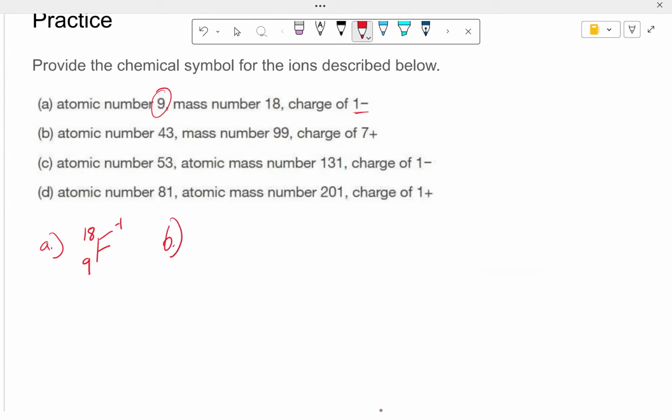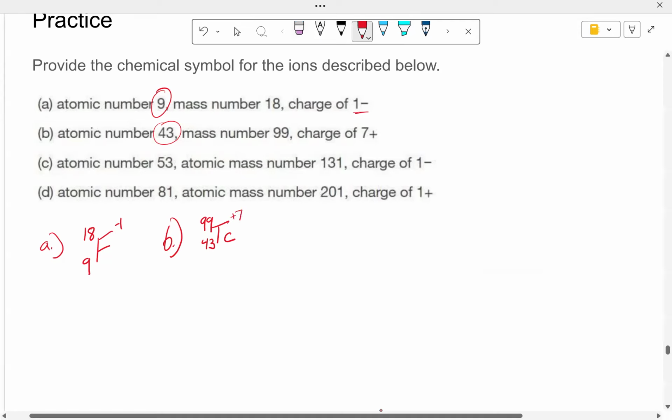Now with B, again, we'll start with the atomic number. Go look up that atom. So 43 is the element Tc or technetium. So that atomic number goes lower left, mass number goes upper left, and then the charge goes in the upper right.